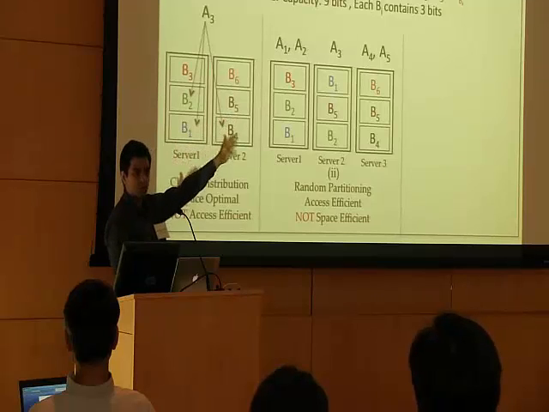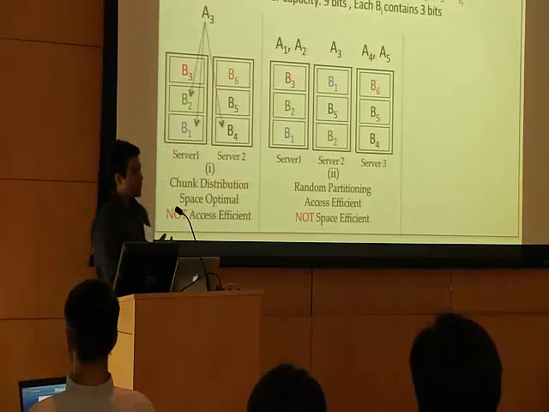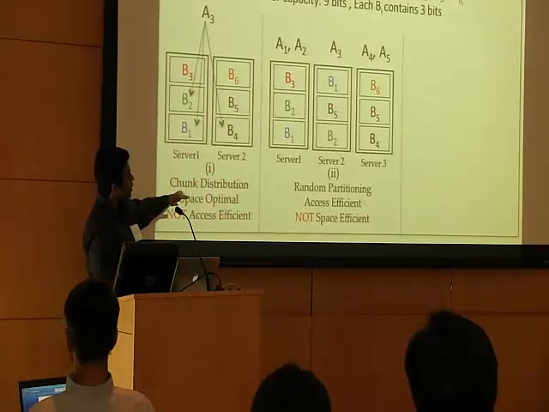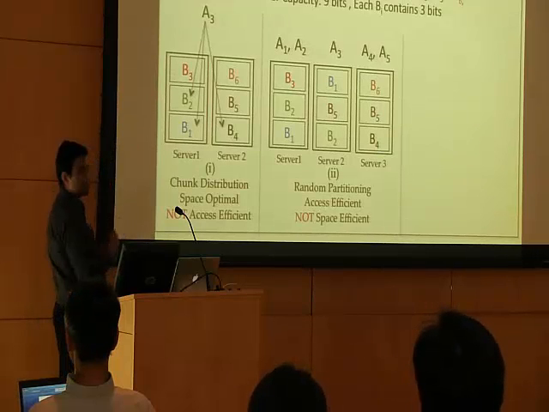So this is what we call access efficient, because in order to read or write to any file, you don't need to go across the servers. All the blocks of a particular file are within a server. But as you can see, this is not as space efficient as this solution. It's requiring one entire additional server. So can we somehow get the best of both these worlds?